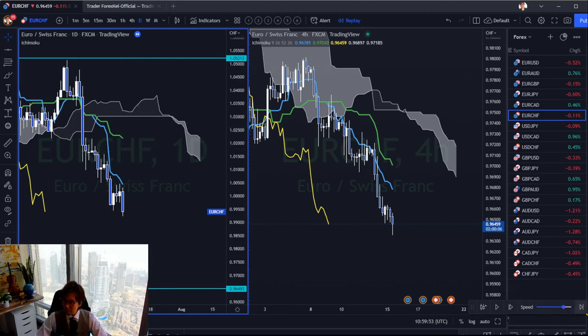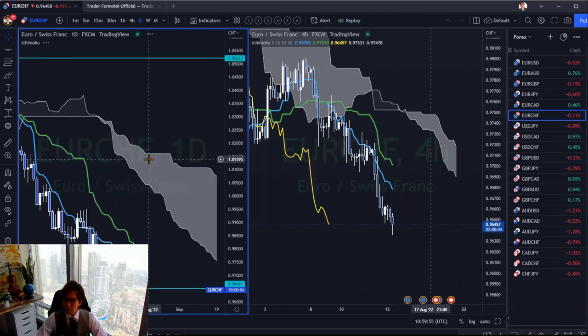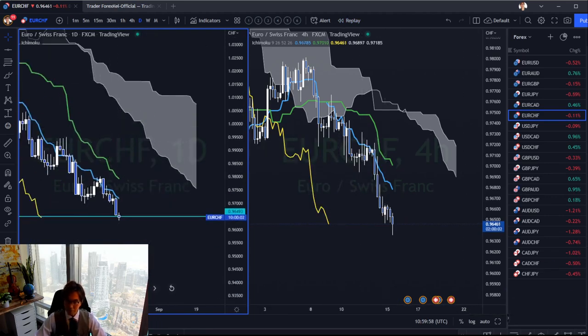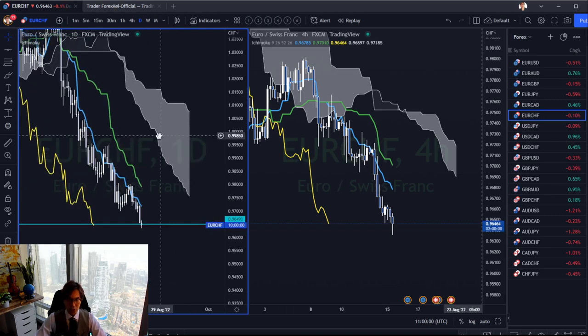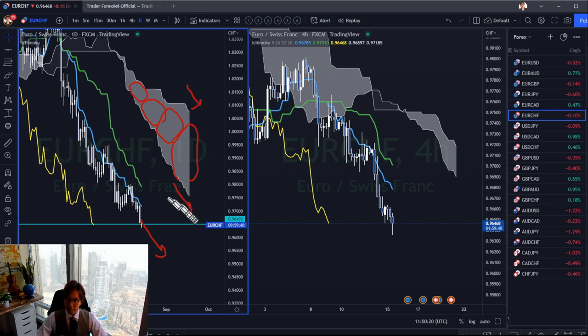But for today, let me focus on the daily time frame and the 4-hour time frame to see which pair is trending and ranging. So again, Euro Swiss franc, as of now, Kumo thickness is nice. Kumo is getting thicker and thicker and longer. So this is showing a stable downtrend in the long term. And Senko Span B is down, Senko Span A is down, plus Kijun Sen is down. So this is really a nice downtrend, right?